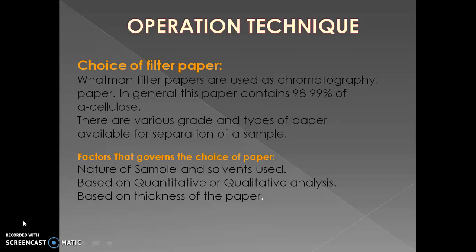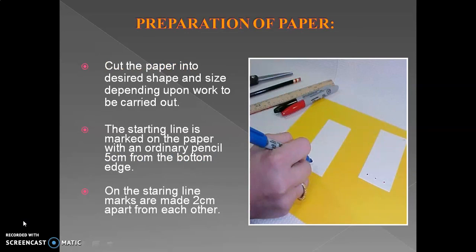Then factors that govern the choice of paper. First is the nature of the sample and solvent used, based on quantitative analysis as well as the thickness of the paper. Then preparation of paper. How do we prepare the paper for paper chromatography? First of all, we cut the paper into the desired shape and size depending upon the work to be carried out. Then the starting line is marked with an ordinary pencil, 5 cm from the bottom. On the starting line, marks are made 2 cm apart from each other.